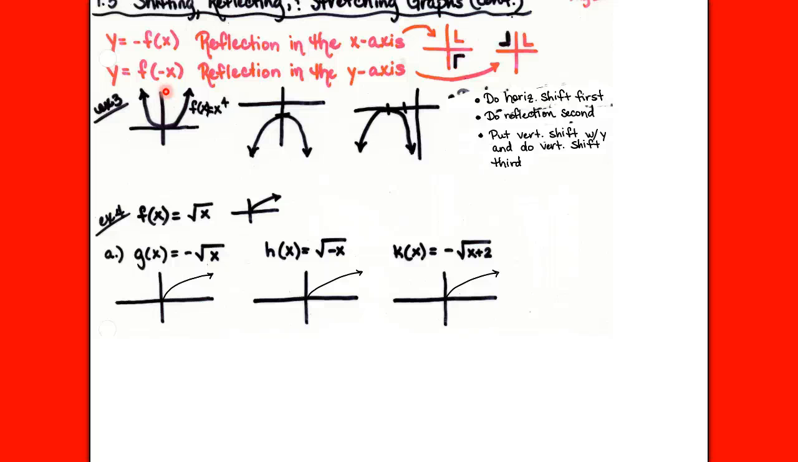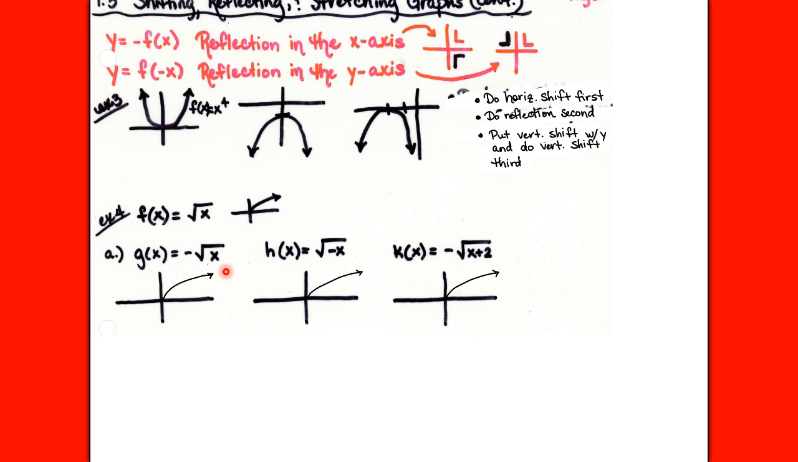Look at example number 4. Skip example 3 for a second and look down here at example number 4. It says if f of x is equal to the square root of x, and that's one of those 6 graphs from page 100 that we should know what it looks like. It looks like this. If f of x is equal to the square root of x, then what would the graph of g of x look like if g of x is a negative square root of x?